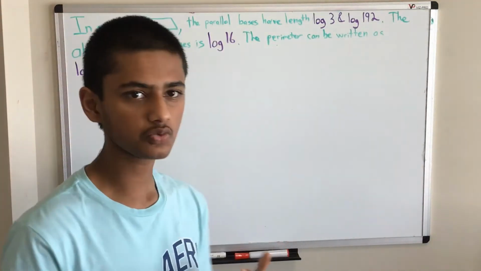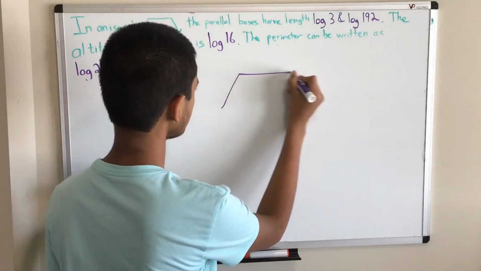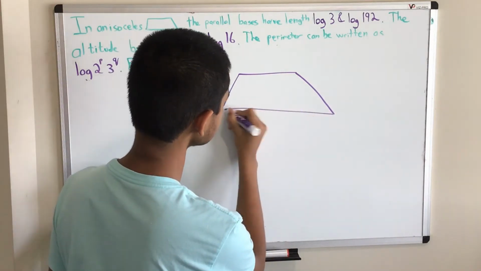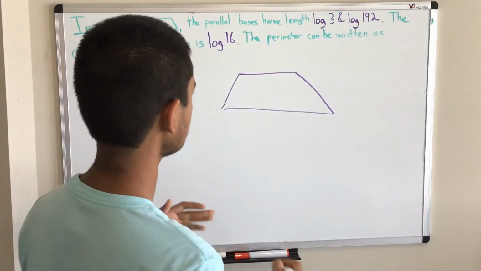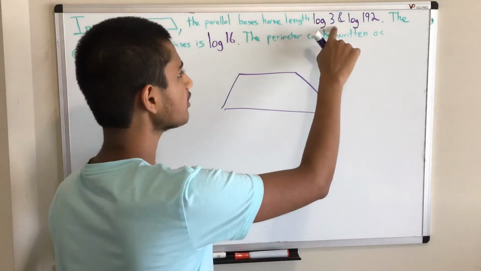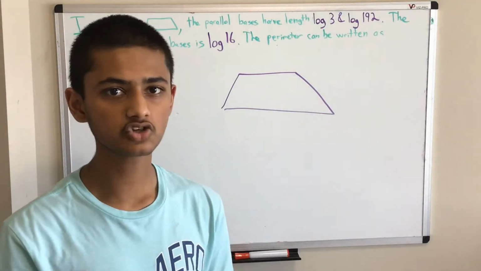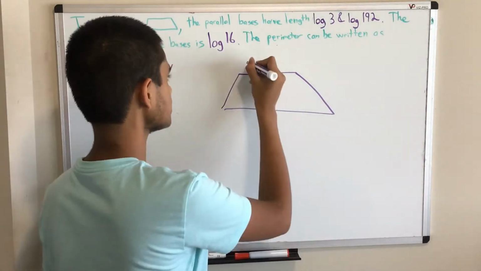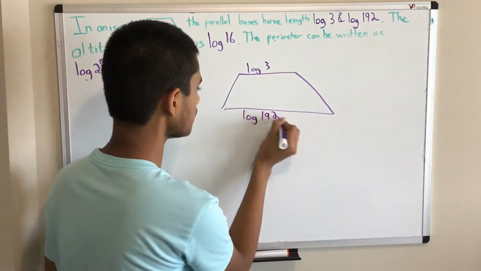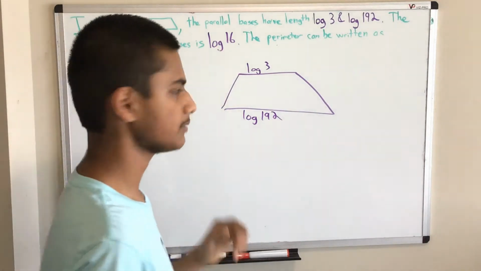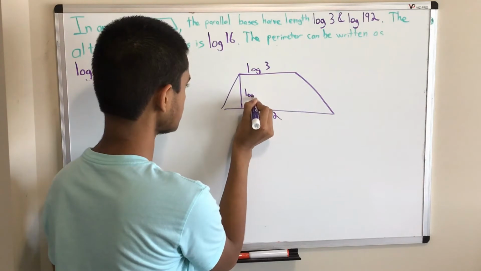So the first thing I like to do with every geometry problem is simply draw a diagram. So we're going to draw an isosceles trapezoid. It's going to look something like this. It may not be exactly to scale, it doesn't matter, because we're just using numerical values here. So we see that the bases are log 3 and log 192. So the smaller base must be log 3 and the larger base must be log 192. And the altitude is going to be log 16. So I'm going to draw an altitude over here, and I'm going to call this log 16.